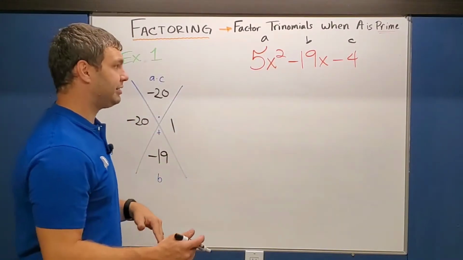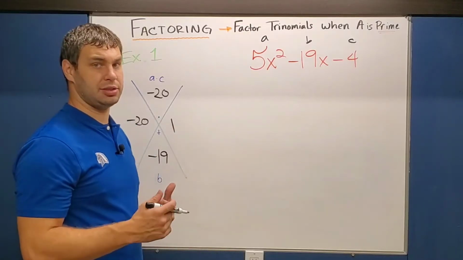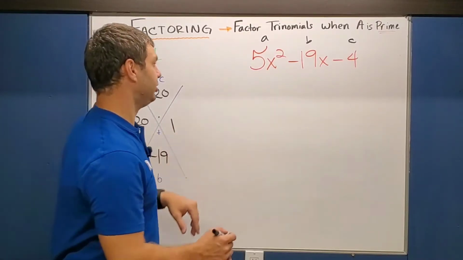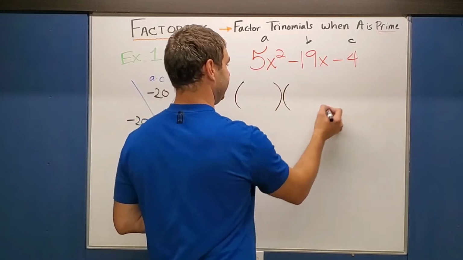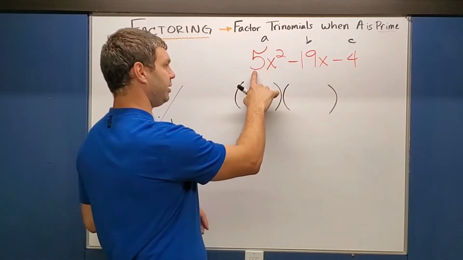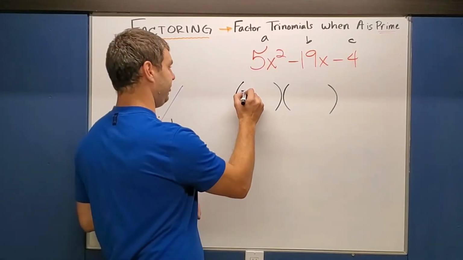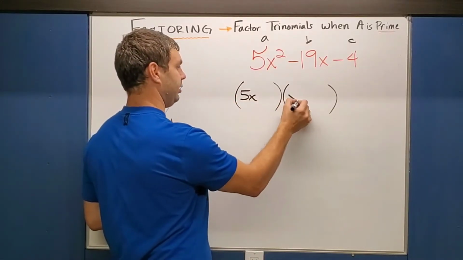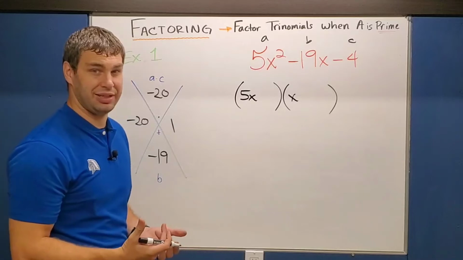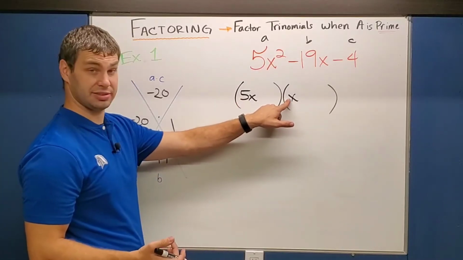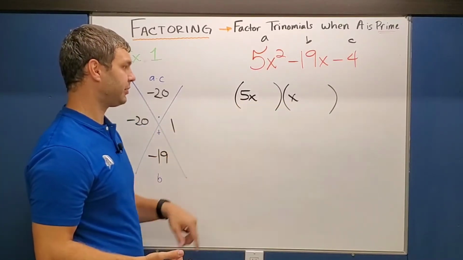It's a little bit different than what we had when our A term was 1, but what I'm now going to do is set up these 2 parentheses. And the only way I can split 5x squared is 5x and x. This is the benefit of it being a prime number. You cannot split 5 any other way than, remember, 1, this is like 1x, and itself.